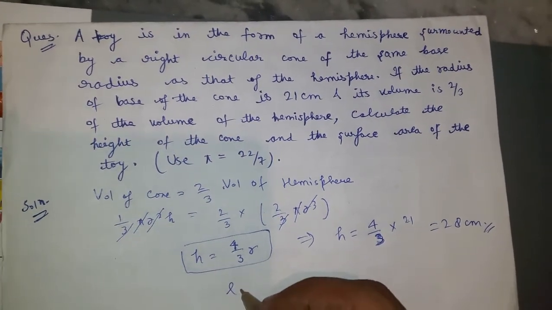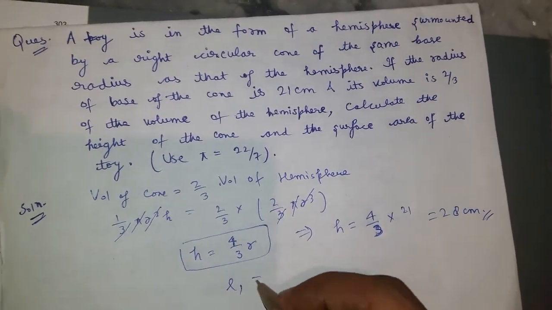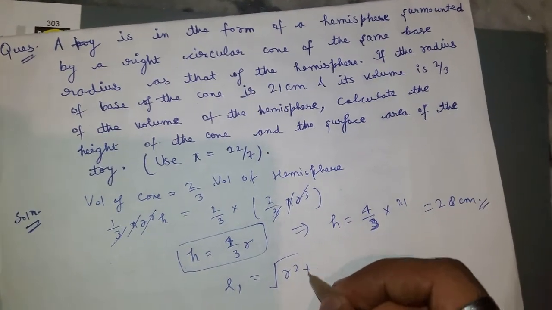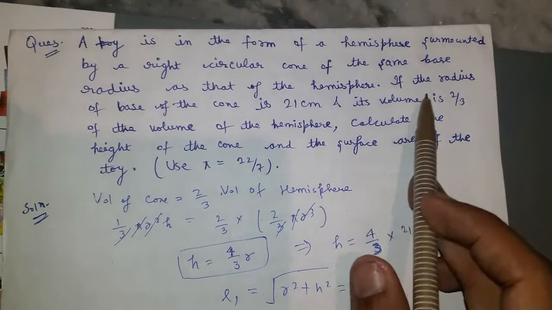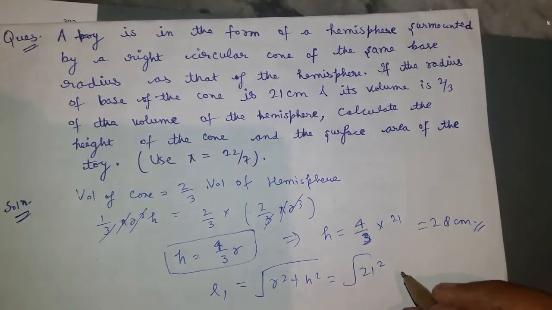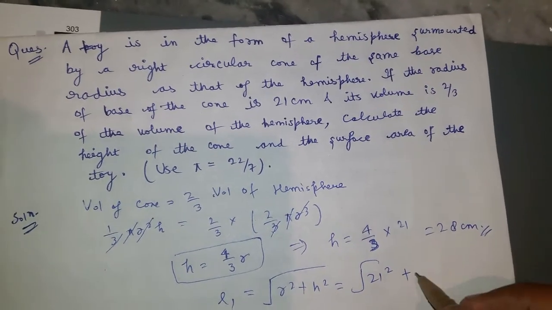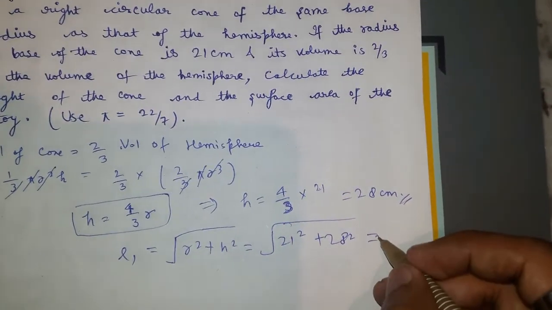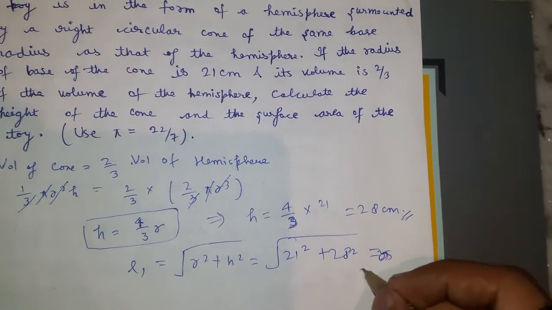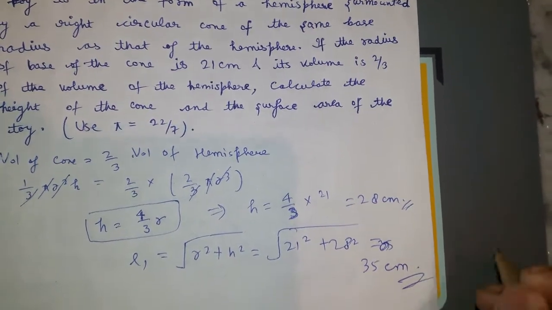Now we can say that the slant height, that is L, is equal to under root of r square plus h square. So what is the value of r? We already know 21 square. Okay, so 21 square plus what is the height? 28 square. After solving, what you are going to get? We are going to get the 35 centimeter. Okay, so the 35 centimeter is the answer.